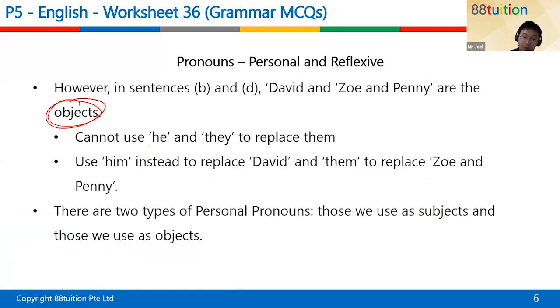So we can't use he and they to replace them. We have to use him to refer to David. You have to use them to refer to Zoe and Penny. All right, so these are your objective pronouns basically.